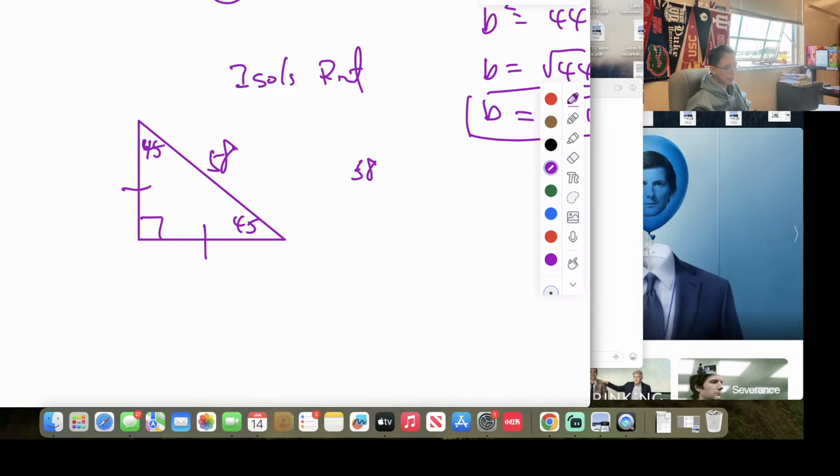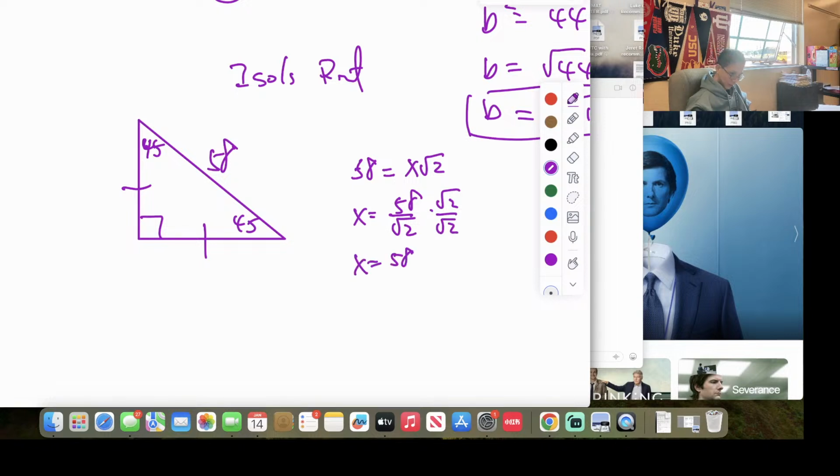So 58 is equal to what? You're supposed to know. 45, 45, 90 is what? X root 2. Do you guys know this? X equals 58 over root 2. So you rationalize it. So X equals 58 times root 2 over 2. This is equal to 29 root 2, right? So this is 29 root 2, and this is 29 root 2.